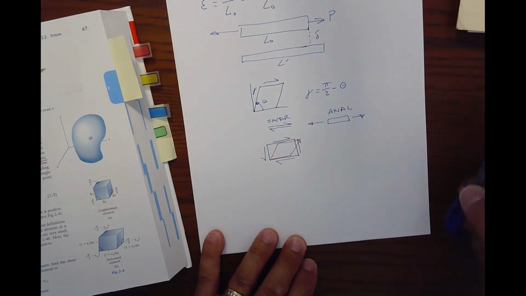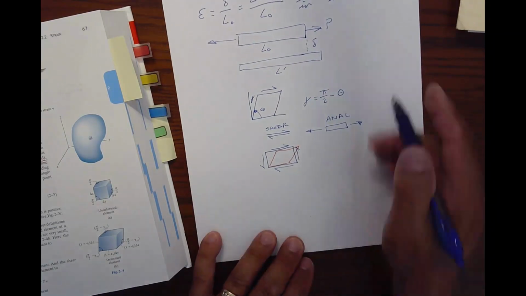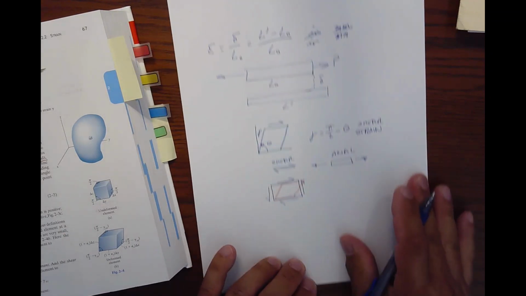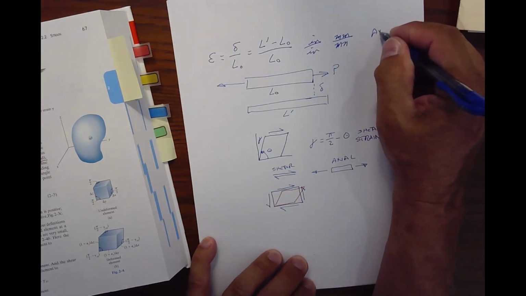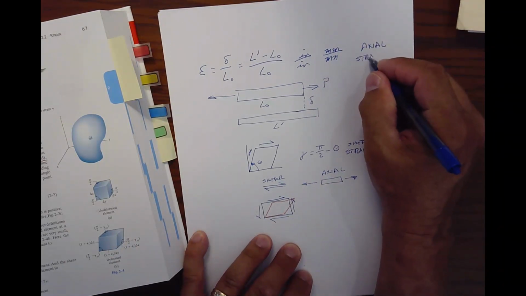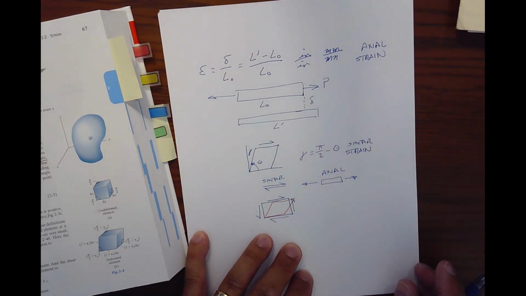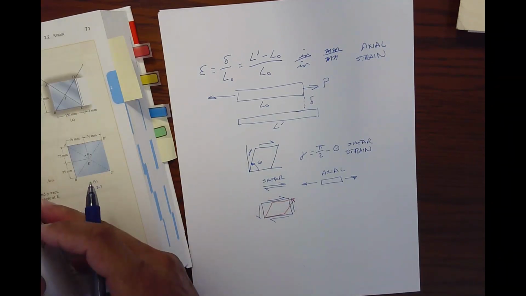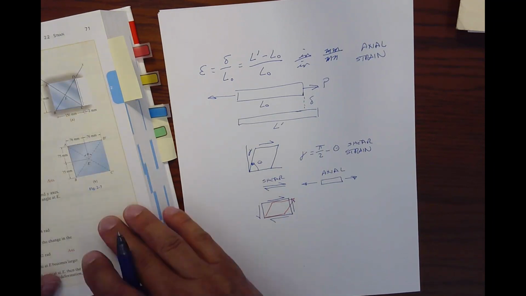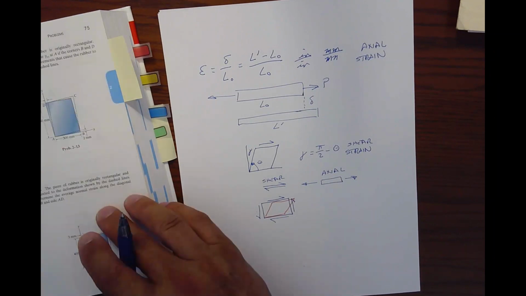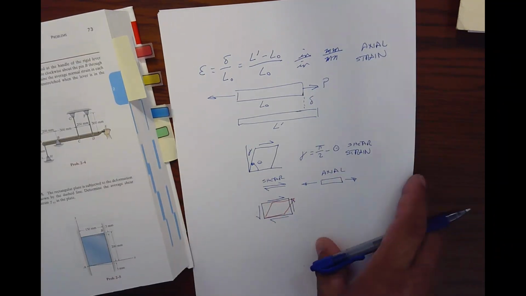Okay. So again, this one is shear strain here. And this is, of course, axial strain. And that's pretty much all there is to it. Everything after that is geometry and trigonometry.